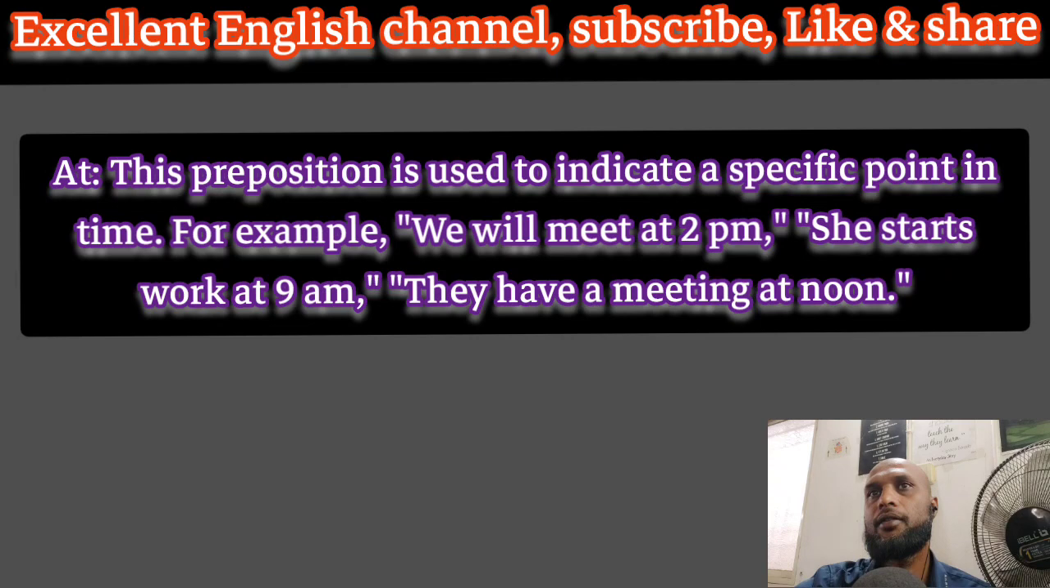At. This preposition is used to indicate a specific point in time. For example, we'll meet at 2 p.m. She starts work at 9 a.m. They have a meeting at noon.